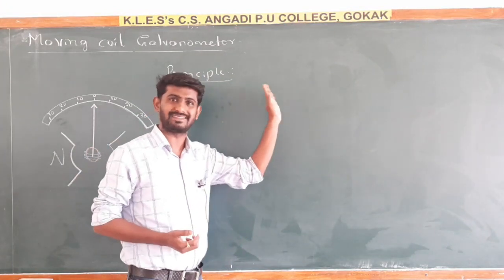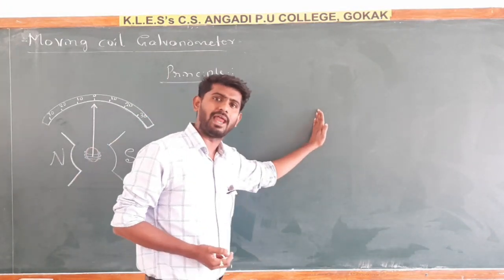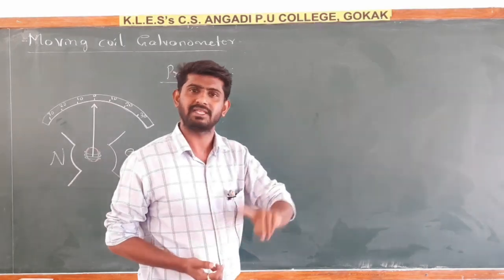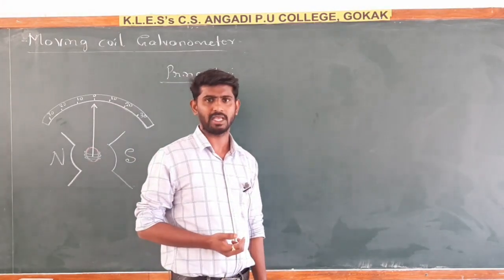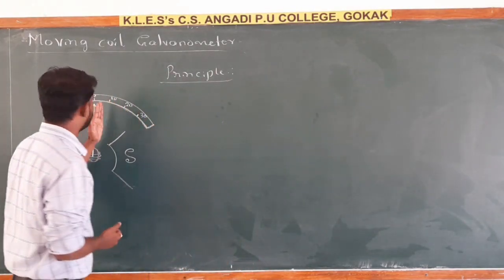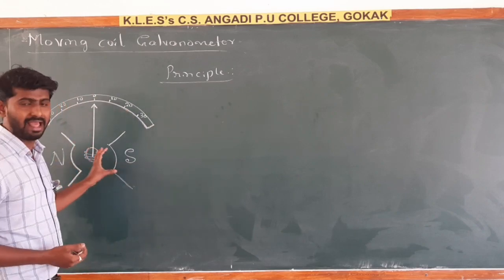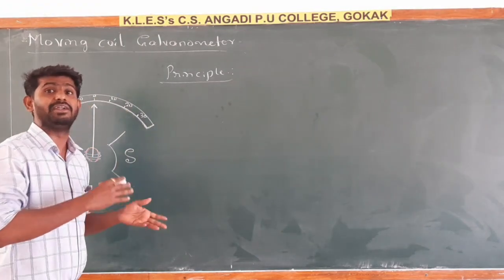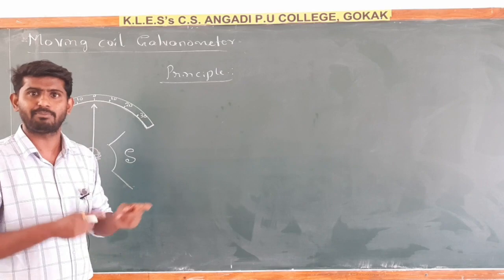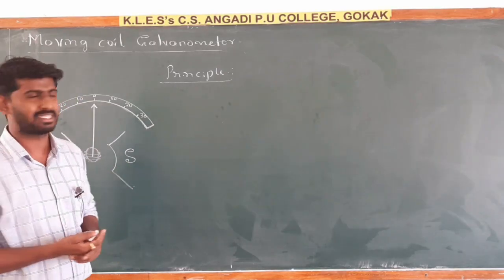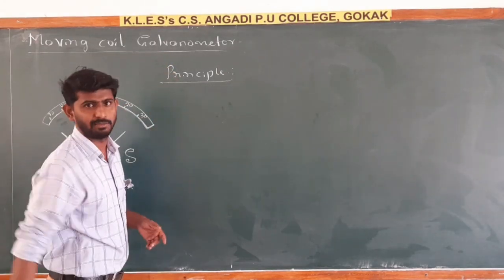It works on the principle that a current carrying coil in the presence of a magnetic field experiences a torque. Is it clear? Here, to detect the current, we use a coil and that coil continuously deflects. That coil moves along a particular axis. So that's why its name is moving coil galvanometer.